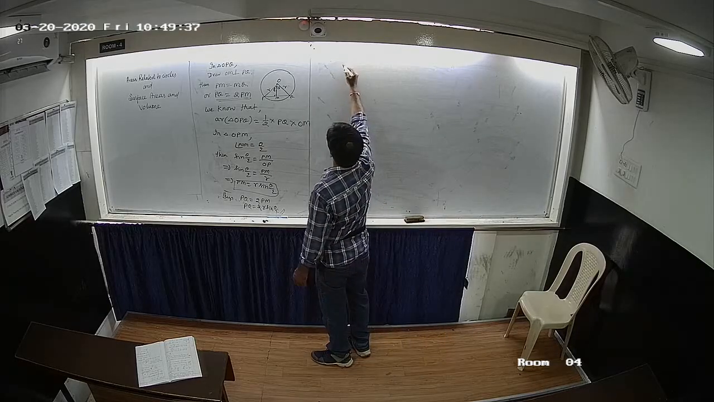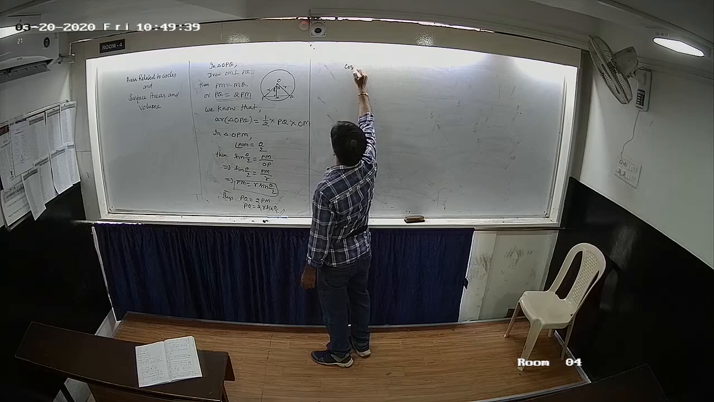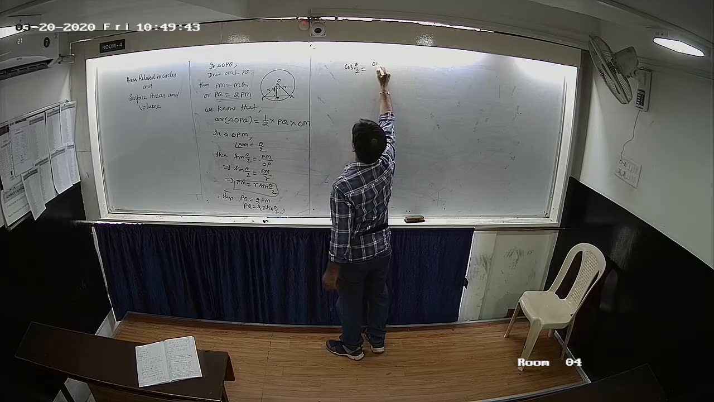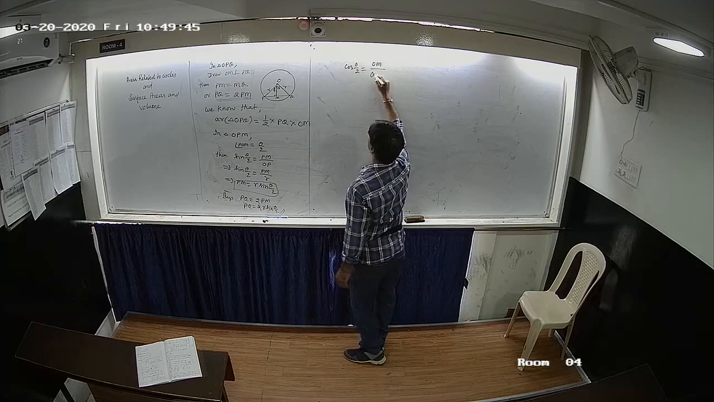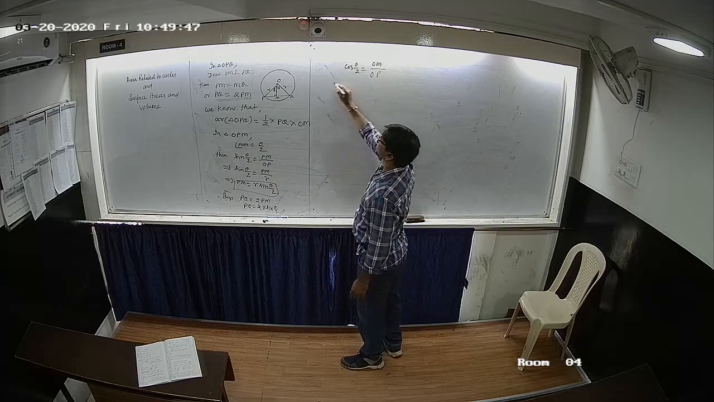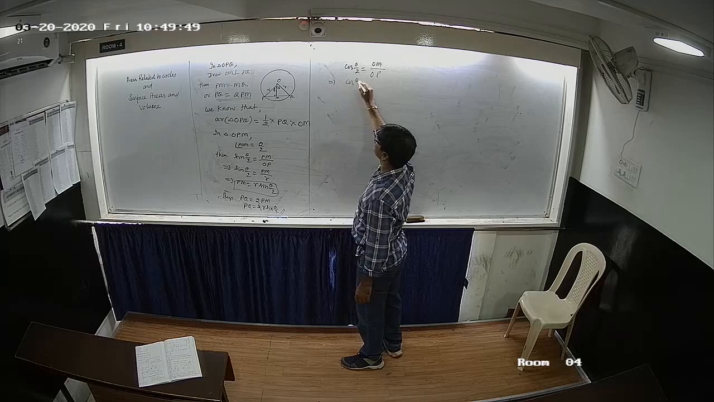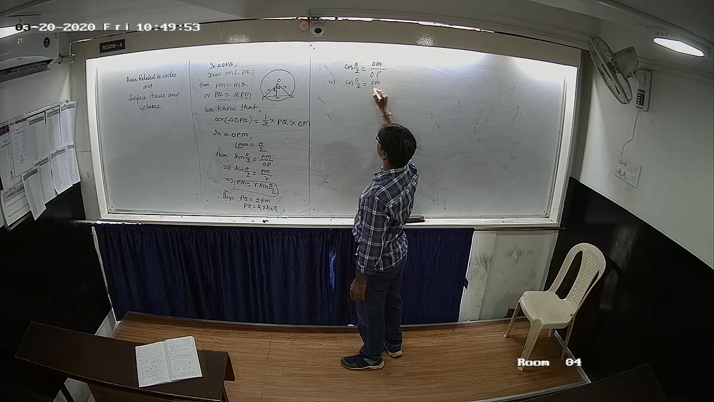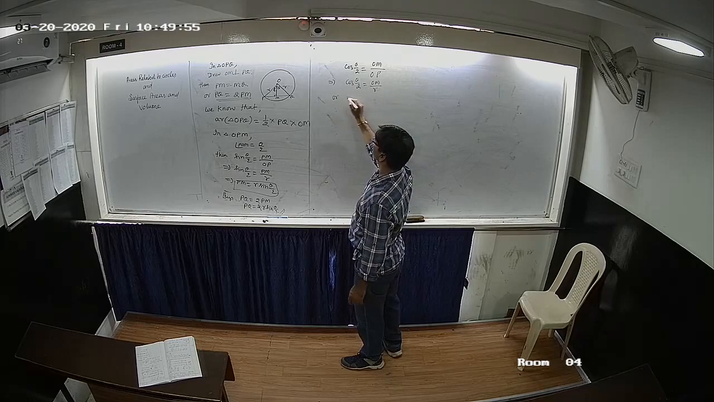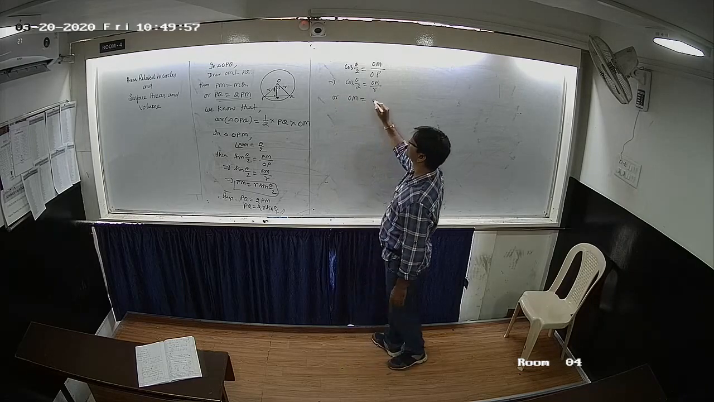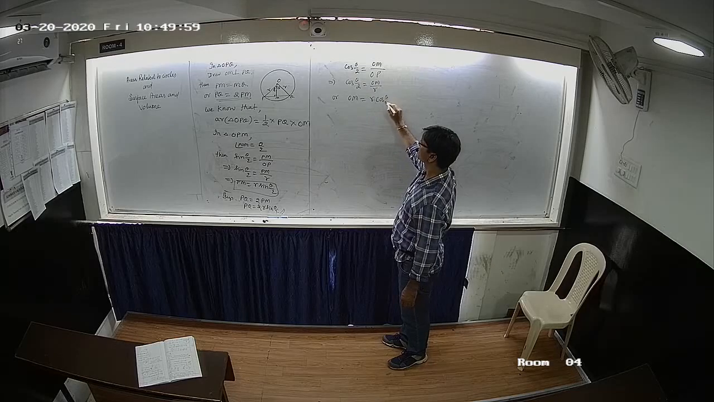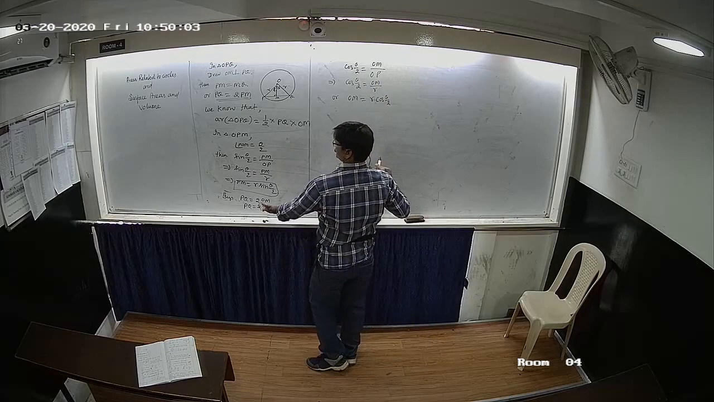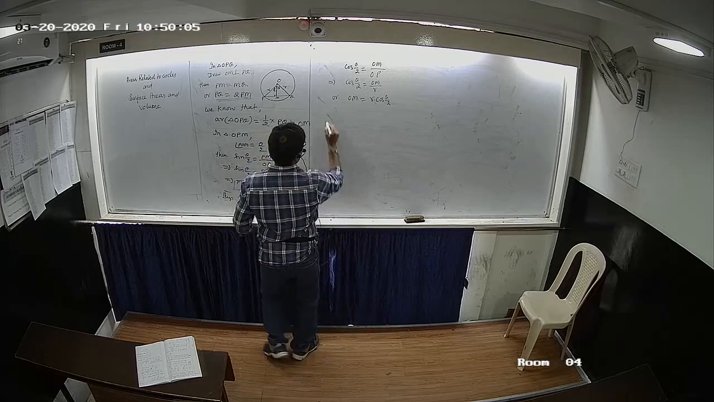Similarly, cos theta by 2 is equal to adjacent by hypotenuse, that is OM by OP. So that implies cos theta by 2 is equal to OM by R, or OM is equal to R cos theta by 2. Now, we got OM and we got PQ, we get the area of the triangle.